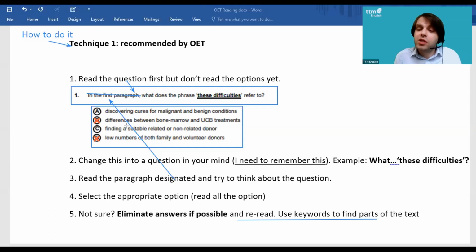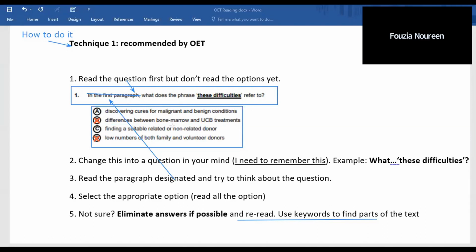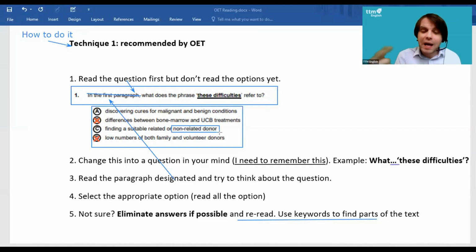When we choose keywords, guys, we need something original that's not going to be repeated lots of times in the text. Not "finding". What's a keyword, everyone? Related and, or non-related donor. I would say it's this. So now I'm going to go back to the text and look for synonyms of this one.